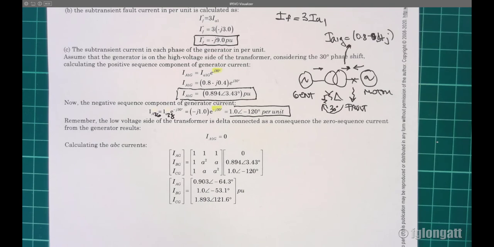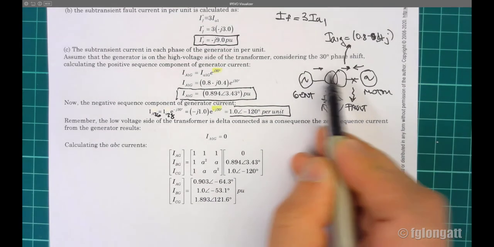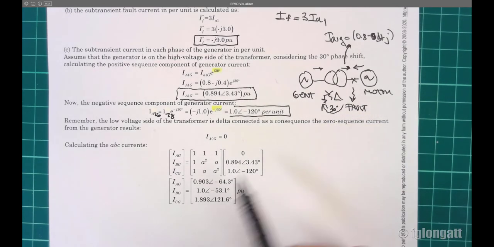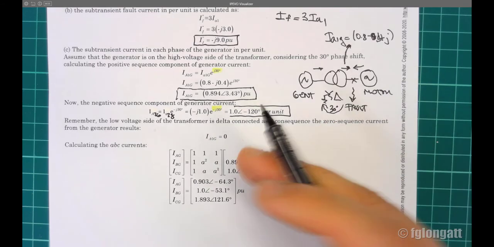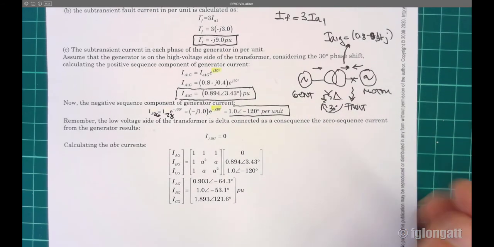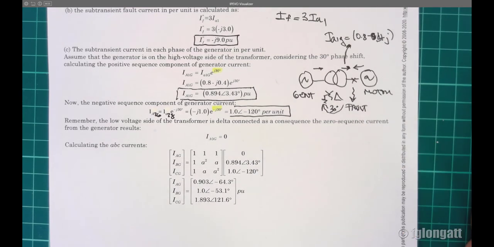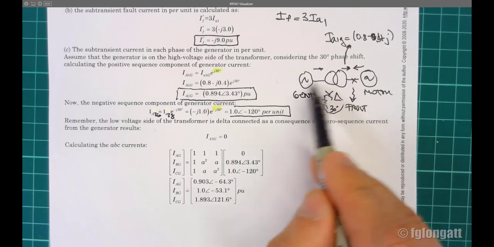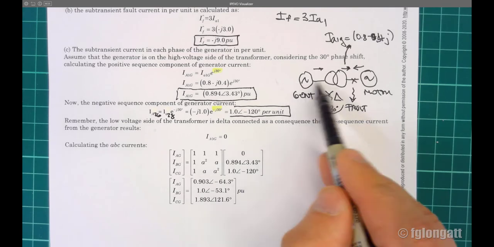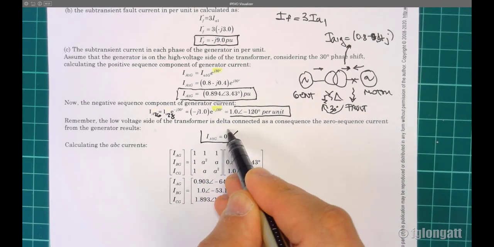Now, what we need to do is something very simple. There is no zero sequence current moving through the generator because there is a delta here in the transformer, and the fault is on the other side of the delta connection. As a consequence, because the fault is on the low voltage side, and there is a delta connection, there is no circulation of zero sequence component on this side of the transformer.